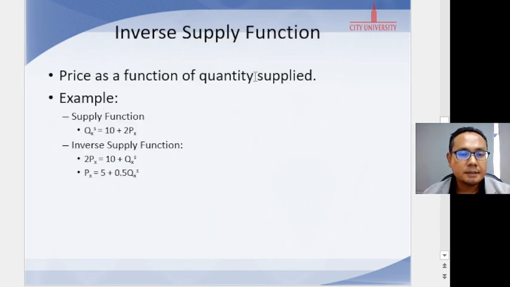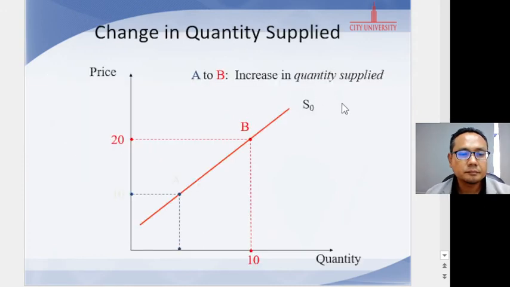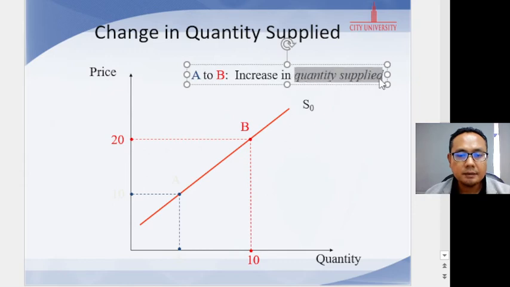Okay, same as the supply function, we just do it another way. The inverse supply function is price as a function of quantity supplied. And then this is the quantity supplied. Okay, an increase in quantity supplied.